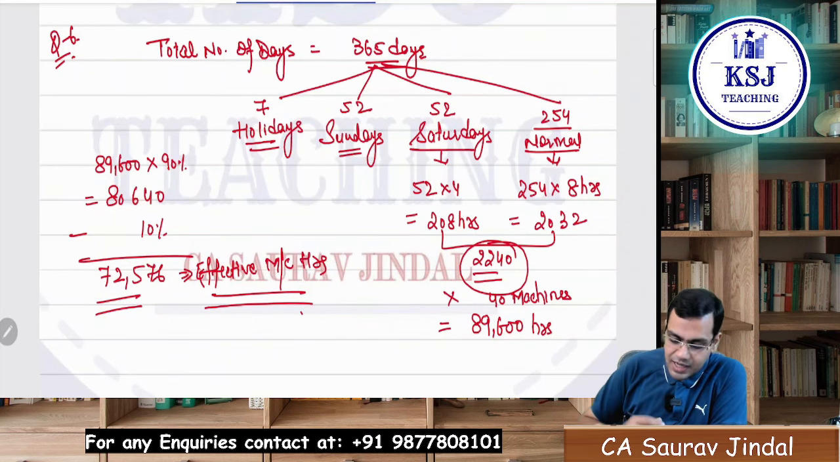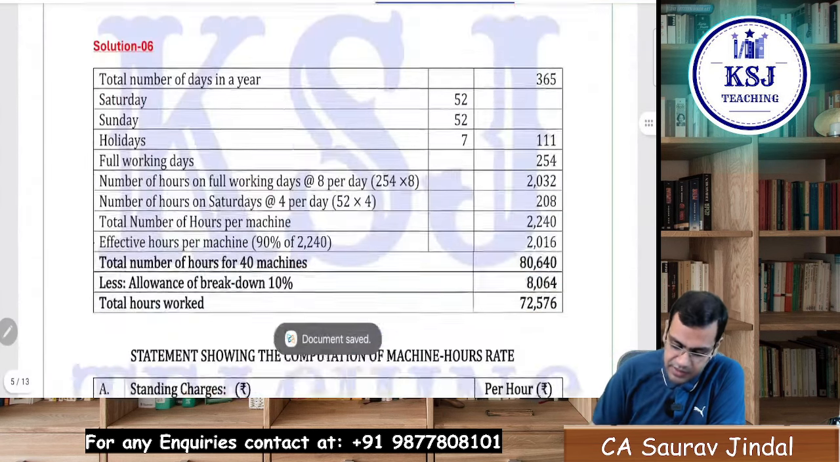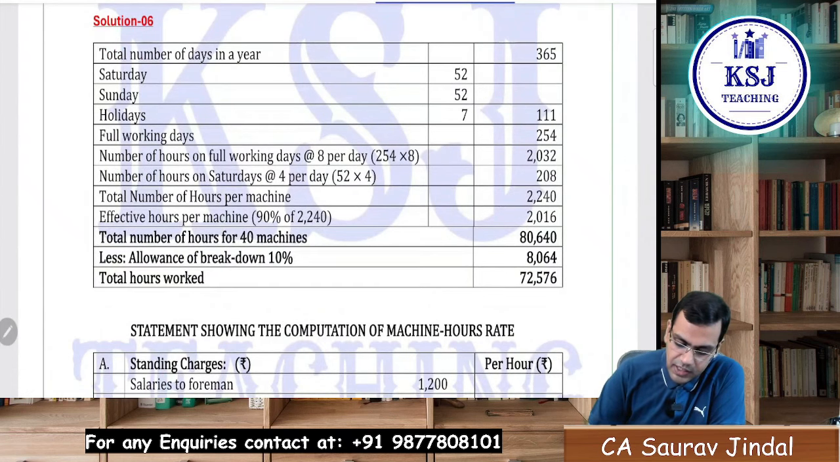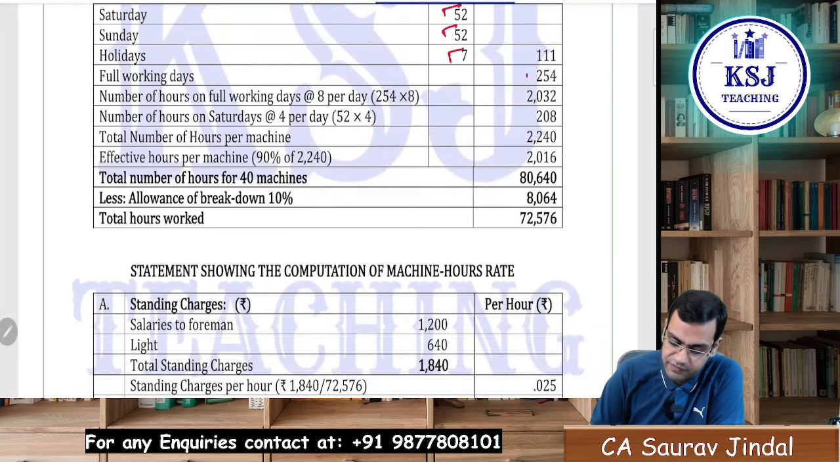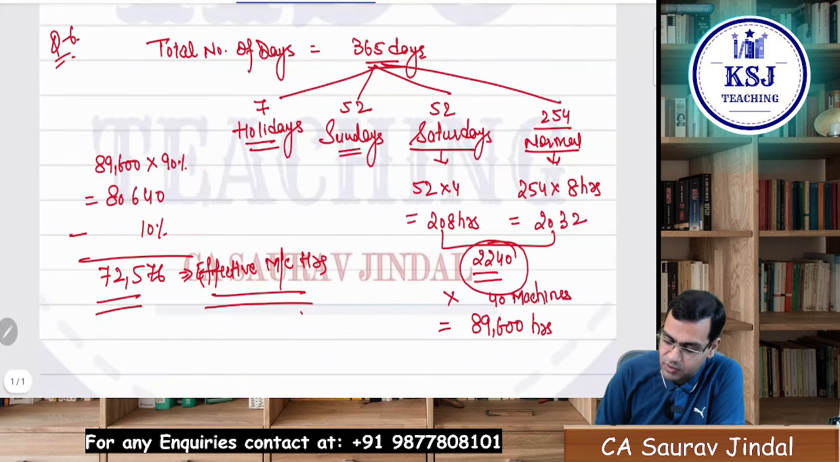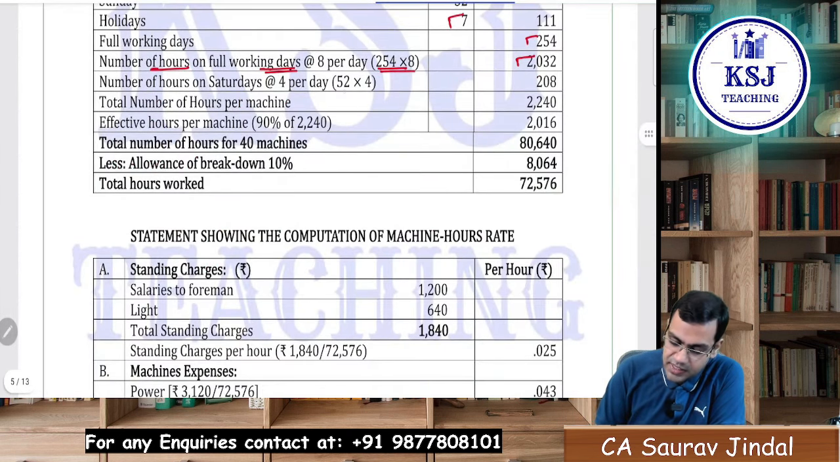Right? So this is how the effective machine hours of this question will be calculated. Let's come here. The total number of days in a year is 365, Saturdays 52, Sundays 52, 7 holidays, so full working days are 254. The number of hours on the full working days is 8 hours into 254, which is 2032. Then the number of hours on the Saturdays is 52 into 4, which is 208. So the total hours is 2240.